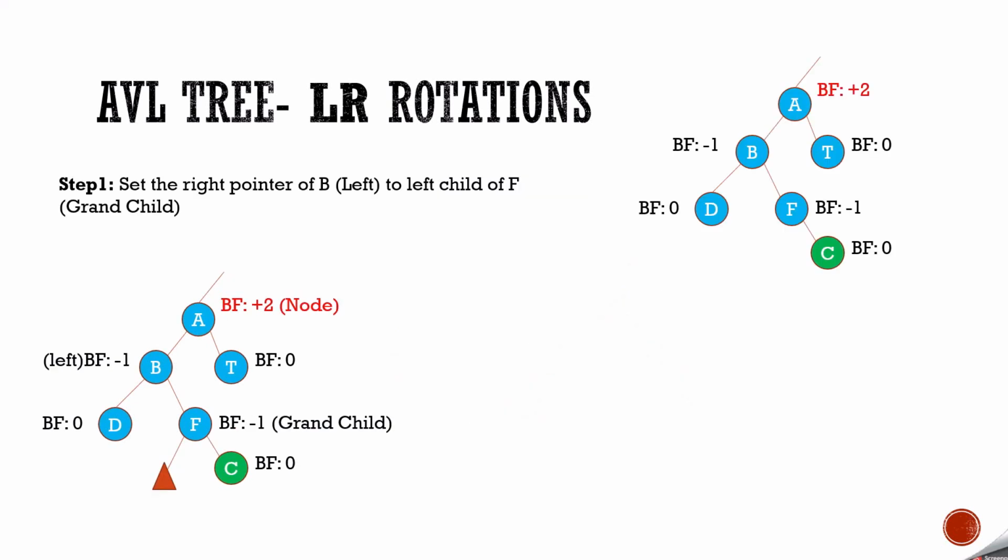Now, how to do the LR rotation? So you see here, I'll consider that the left subtree either is null or it may have any subtree. So the first task that we have to do is make F the root of the new node. So what will happen is that B, that is the left node, will now start pointing to the left subtree of F.